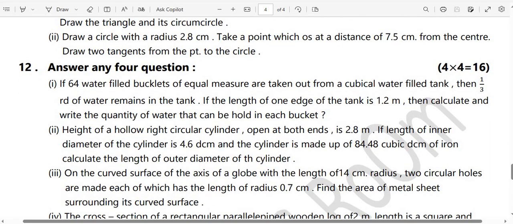Question number 2. The height of a hollow right circular cylinder open at both ends is 2.8 meter. If the length of the inner diameter of the cylinder is 4.6 dcm and the cylinder is made up of 84.48 cubic dcm of iron, calculate the length of the outer diameter of the cylinder.